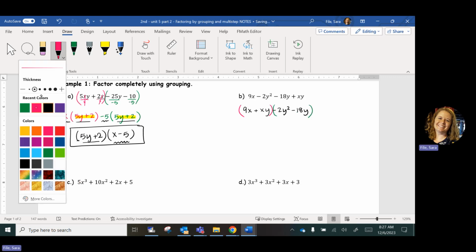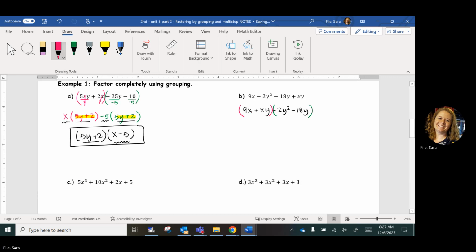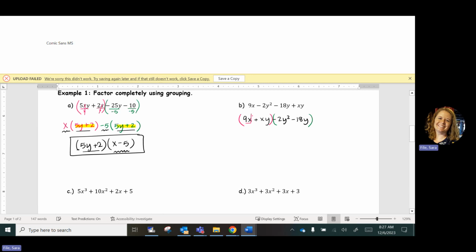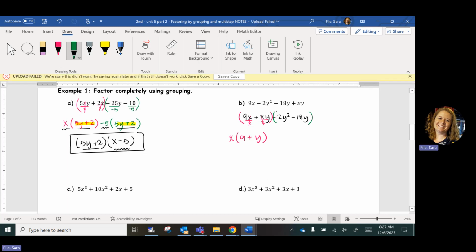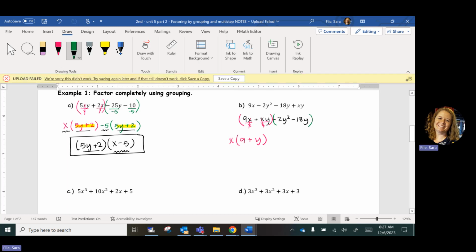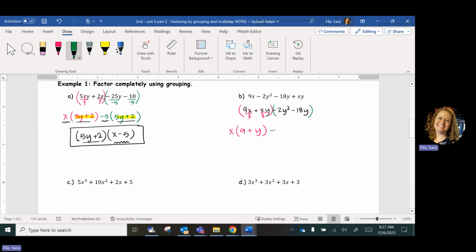In the first group, I can take out x from both terms. So that would be a GCF of x, and my leftovers would be 9 plus y. And then in the second group, I have a negative lead term, and so I'm going to take that out.